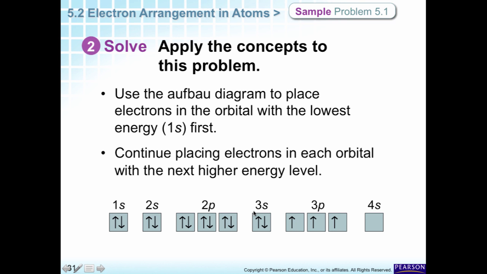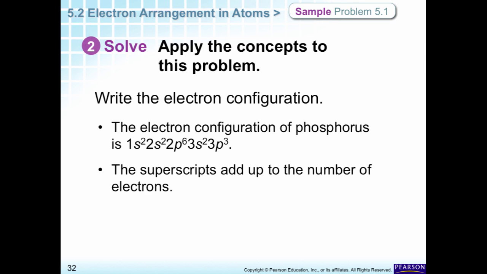Now, if we want to make a shorthand, what would we do? We would just take the electrons in each of them and put 2 for the s's, 6 for the filled p's, okay? S is 2, and then we have a partially filled sublevel, so we only have 3 there. We add them up, and we would get 15.